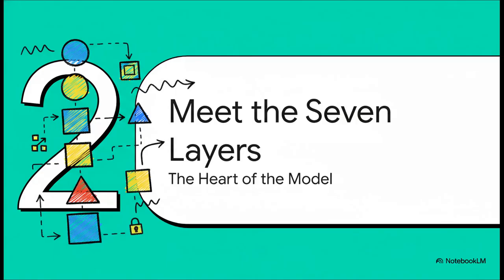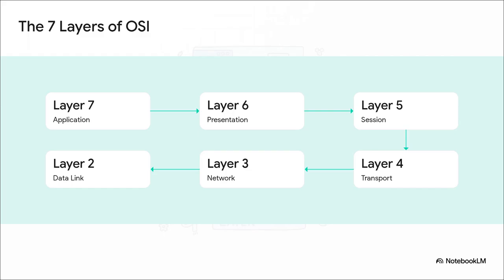Okay, so the heart of this model, the thing that makes it so useful, is its structure. It's all broken down into 7 distinct layers. Each layer has a very specific job to do, and together, they form a complete roadmap for our data's journey. And here they are, all 7 of them. We're going to list them from top to bottom, starting with the one closest to you, the user. We've got the application layer, then presentation, session, transport, network, data link, and finally, all the way at the bottom, the physical layer, the actual cables and signals.